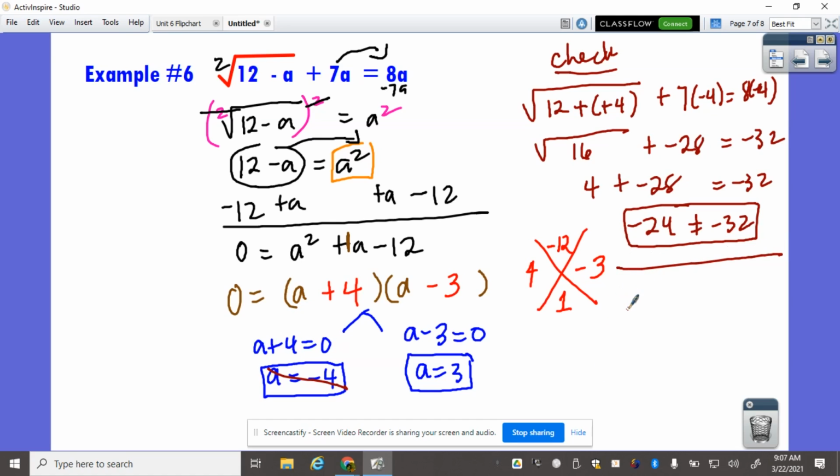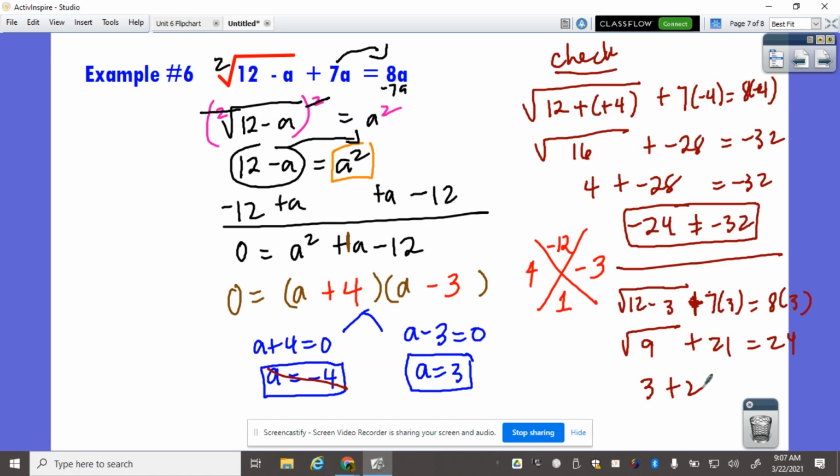Then let's try the other one. Square root of 12 minus 3, and there's a plus 7 times 3, is equal to 8 times 3. 12 minus 3 is going to be a 9. 7 times 3 is 21. 8 times 3 is 24. We know the square root of 9 is 3. 3 plus 21, will that be equal to 24? Yes, they are going to be the same. So therefore, a equals 3 is the only answer here.